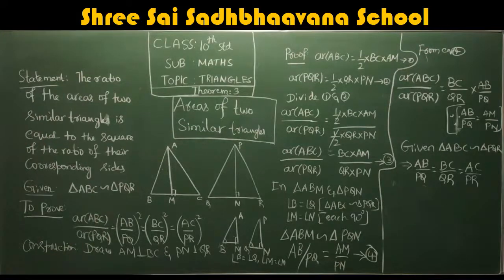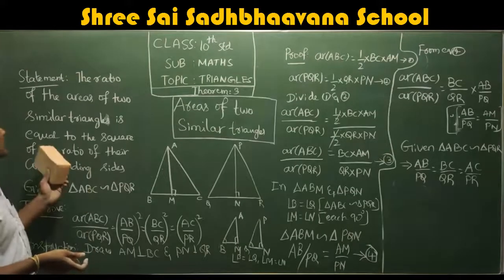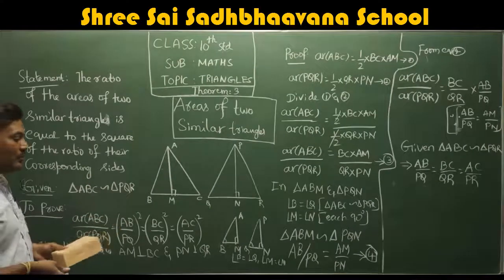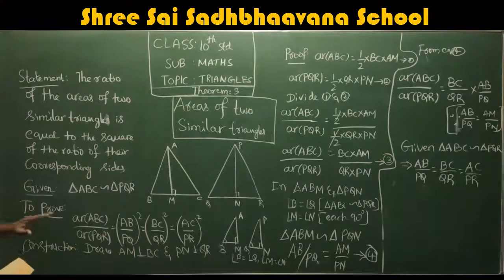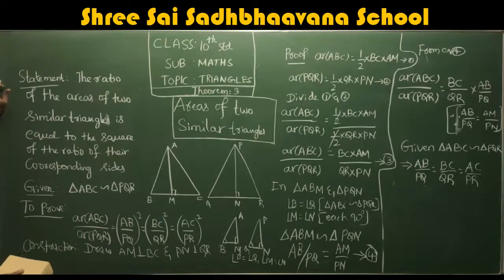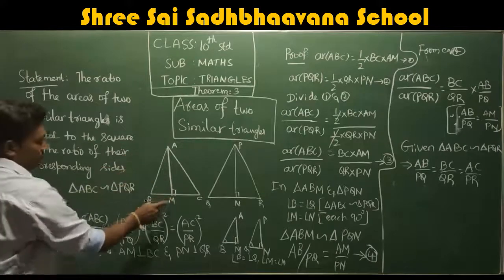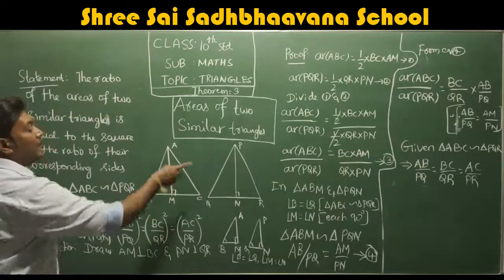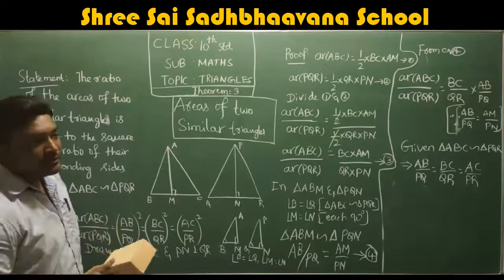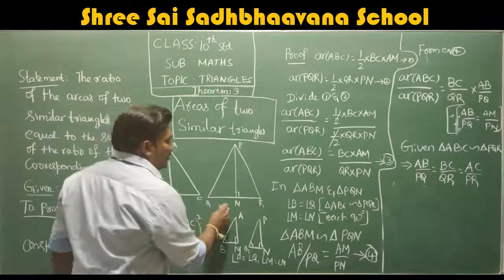So the ratio of the areas of two similar triangles is equal to the square of the ratio of their corresponding sides. Very important theorem, like your basic proportionality theorem. You can expect this for the exam. So what is the construction part we are doing? We are constructing AM, which is perpendicular to BC, and PN, which is perpendicular to QR.